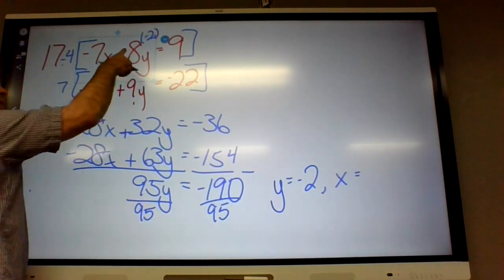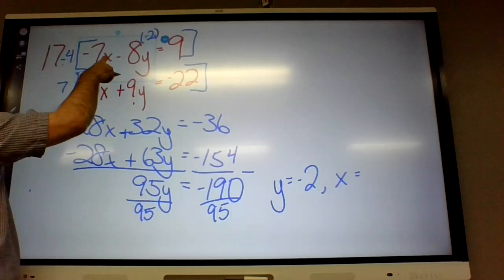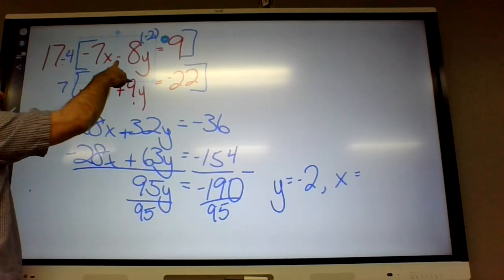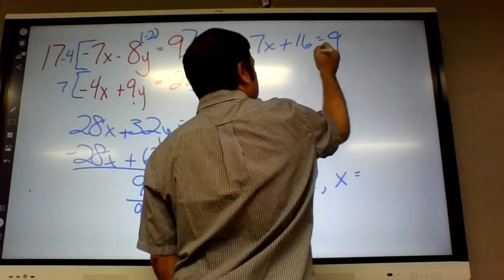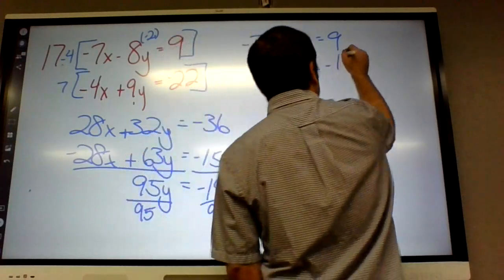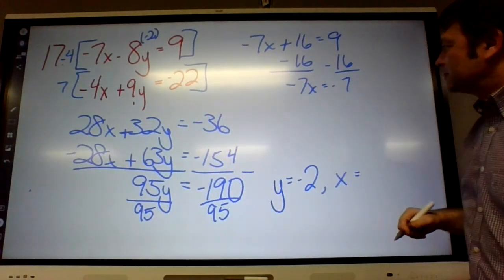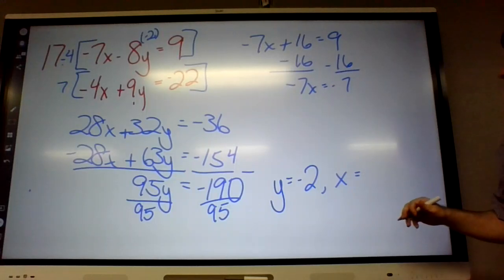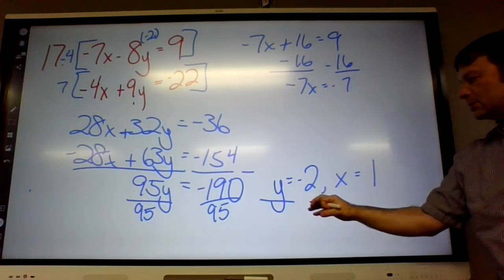So negative 8 times negative 2 is positive 16. So negative 7x plus 16 equals 9. I'm going to solve for x.